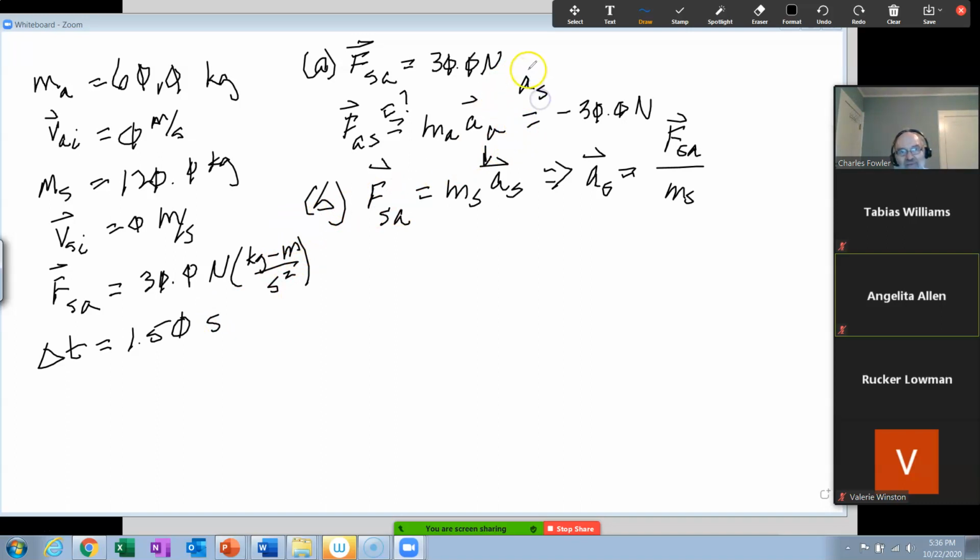Acceleration of the spacecraft in the B part. I should have written it down here. That's the unknown. Acceleration of the spacecraft, that's what we're looking for. And then we're going to find the acceleration on the astronaut as well and compare the two. So this one, we're finding out what's the acceleration of the spacecraft. I'll put my arrow over it again here and here too.